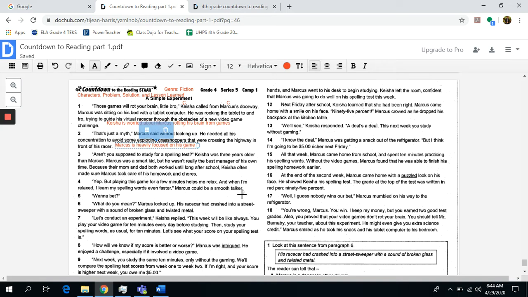Aren't you supposed to study for a spelling test? Keisha was 3 years older than Marcus. Marcus was a smart kid, but he wasn't really the best manager of his own time because their mom and dad both worked until long after school. Keisha often made sure Marcus took care of his homework and chores.